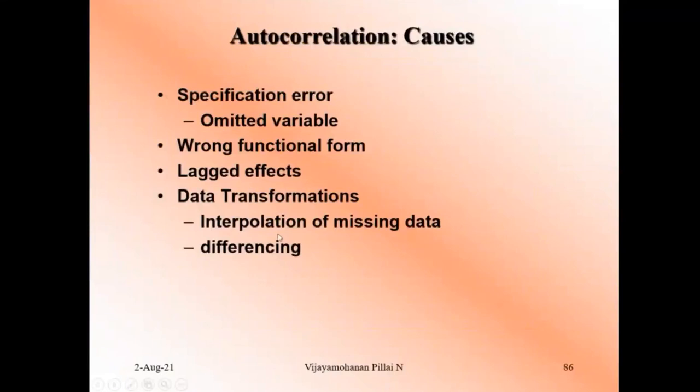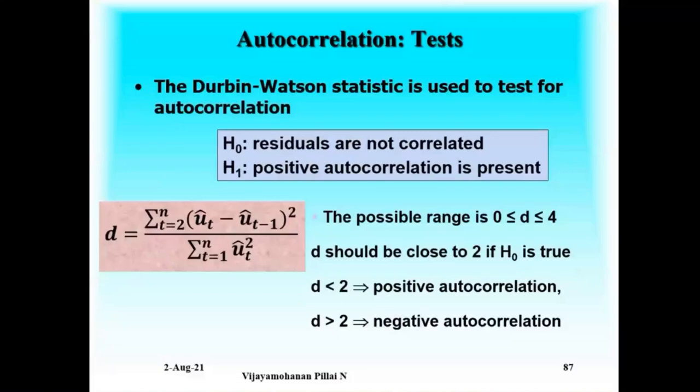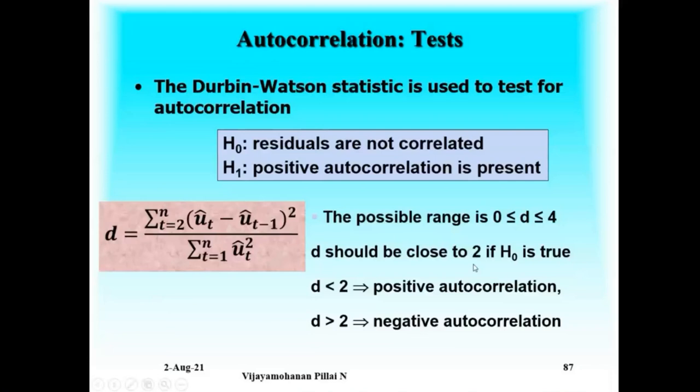For testing, we have a simple measure called the Durbin-Watson statistic or D statistic. This D statistic lies between 0 and 4. The Durbin-Watson statistic will test only the first order autocorrelation. Higher order autocorrelations cannot be tested by the DW statistic. If D is around 2, that means there is no first order autocorrelation. If D is less than 2 or close to 0, then there is positive autocorrelation. And if D is greater than 2 or close to 4, that means there is negative autocorrelation. This I am giving.